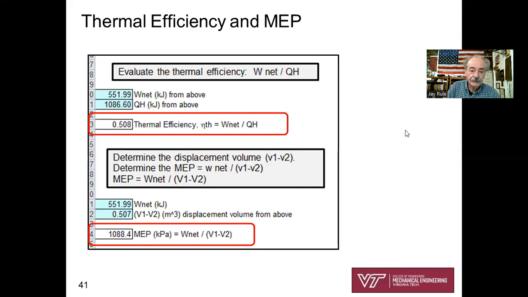We remember the definition of thermal efficiency: the energy sought, W net, divided by the energy that cost, QH. 0.508 thermal efficiency. The displacement volume, we remember the definition. I have to go to my formula sheet for my definition. Okay, shame on me. The mean effective pressure is W net over the displacement volume, or 1088 kPa. All right, so there is our full diesel cycle analysis used for constant specific heat ideal gas.